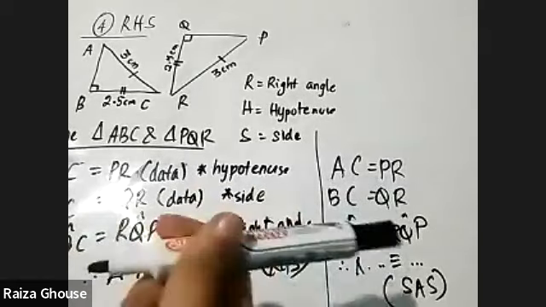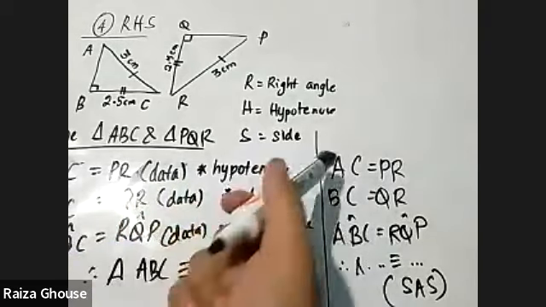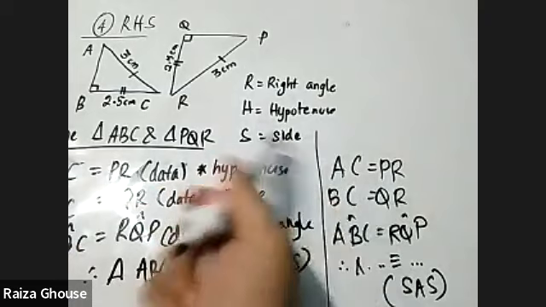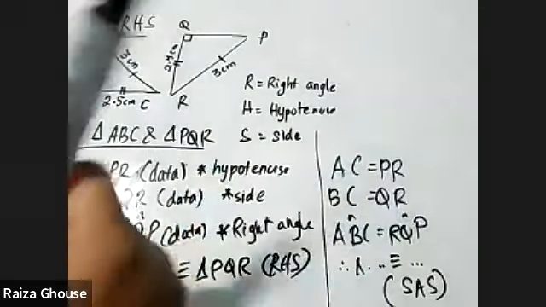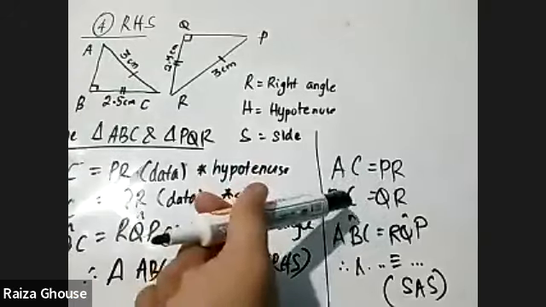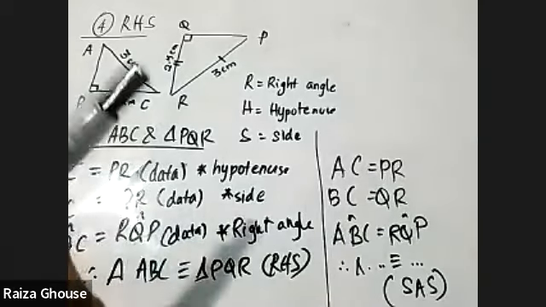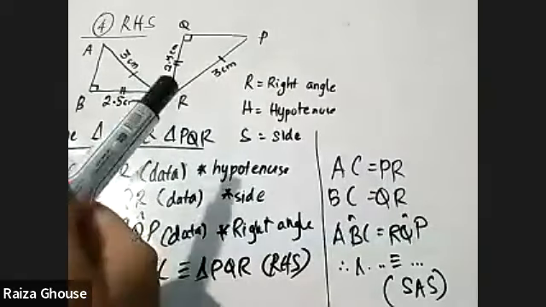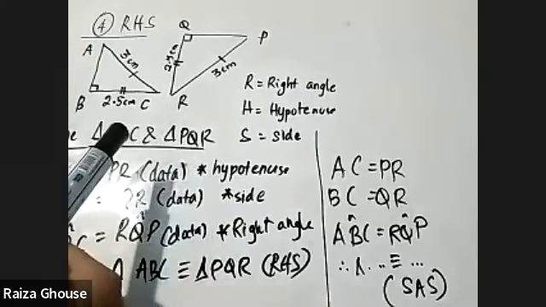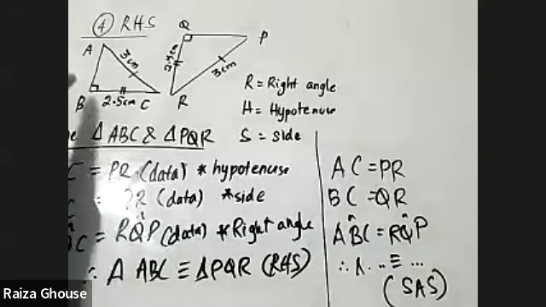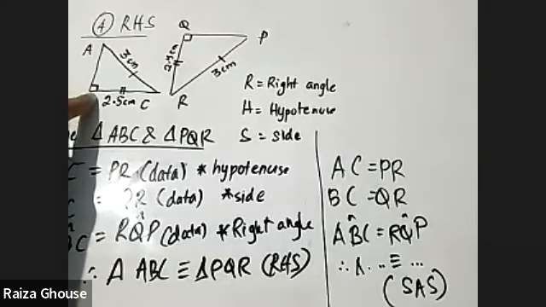Now, this is wrong. If you write like this, your marks will be deducted. They will give you marks for this sometimes, but not for this one. Sometimes some examiners will cut the whole marks because you have not understood the concept properly. This is not SAS. SAS is applicable for side angle side. RHS is applicable for a right angled triangle which has a hypotenuse and a right angle. Did you understand the difference? Yes, teacher. So don't make this mistake. Always remember, if a right angle is marked, definitely it is the RHS case.